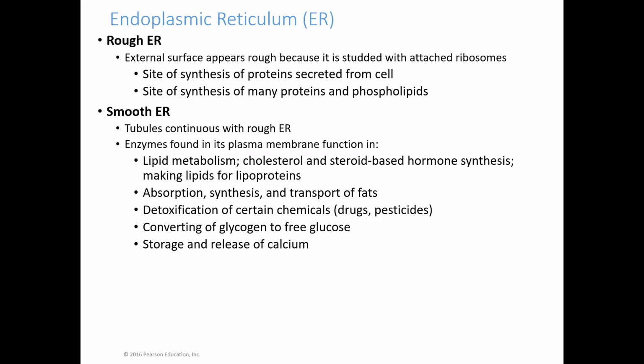So the rough ER is where we make proteins. We make all of our proteins there. We make phospholipids there to replace the cell membrane. It's constantly at work. Every protein in our body is assembled at the rough ER on the ribosomes. But the smooth ER does a lot of work too. It's a series of tubes just like the rough ER is, but it does something different.